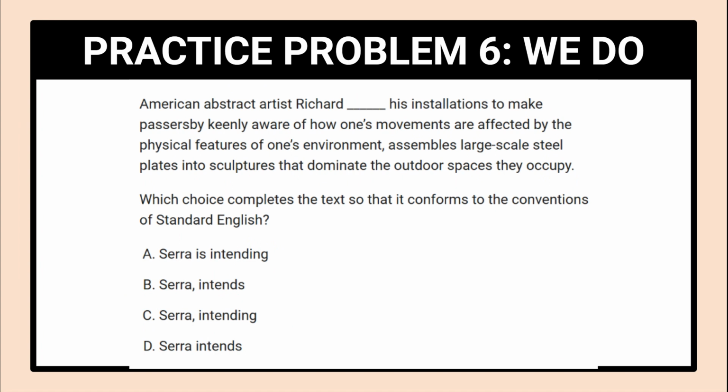So this is what describes the reaction that Sarah intends the sculptures to provoke. So it appears between the noun phrase that it modifies, so American abstract artist Richard Serra, and the finite present tense verb assembles. So this is what functions as a sentence main verb and talks about what Sarah does. So this is how we would arrive at C as our answer.